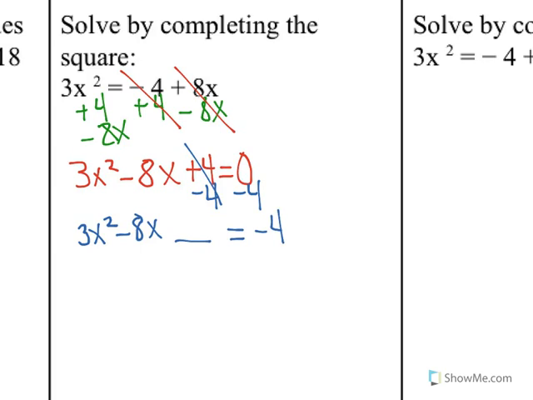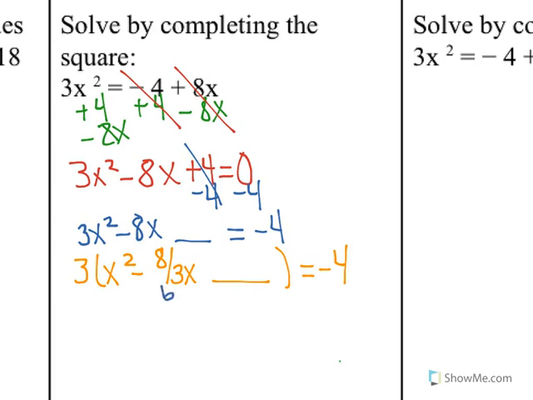So we do have to divide everything by 3. We need to pull a 3 out because that's in front of the x squared. Now 8 over 3 can't be simplified, so we're going to write it as a fraction. And then we have this blank, and that's equal to -4.